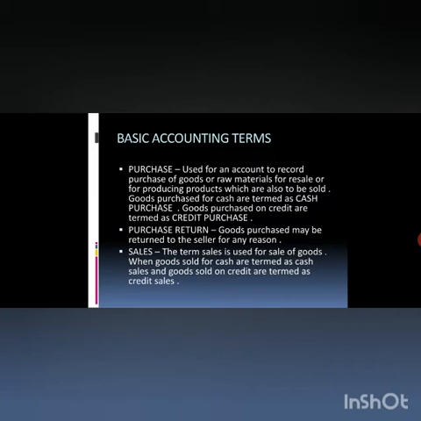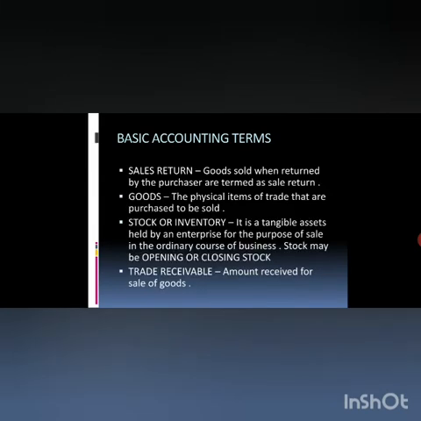Now, what is sales? The term sales is used for selling of goods. Goods sold for cash are termed as cash sales, and goods sold on credit are termed as credit sales. Now, goods sold when returned by the purchaser are termed as sales return. Now, what is goods? Goods are the tangible things, physical items of trade that are purchased to be sold.